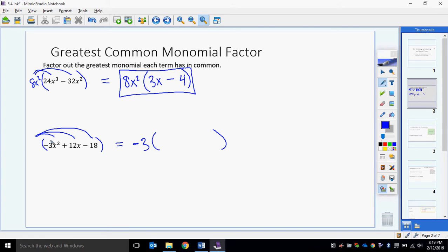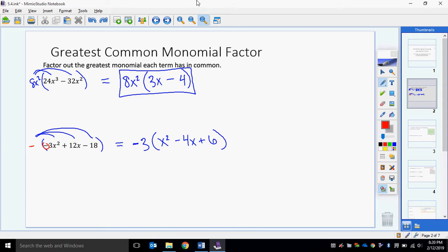So what's left? Well, when I take a negative 3 divided by negative 3, I'm left with 1. And there's an x squared there. When I take a 12 divided by negative 3, I get a negative 4. And there's an x with that one. And when I take a negative 18 divided by a negative 3, I'm left with a positive 6. So what I want you to notice is factoring out a negative number is going to change the sign of all of your terms. Now this is positive, this is negative, and now this is positive.